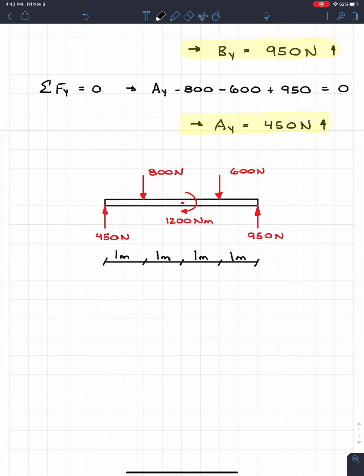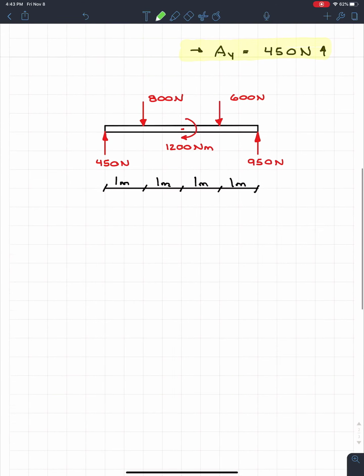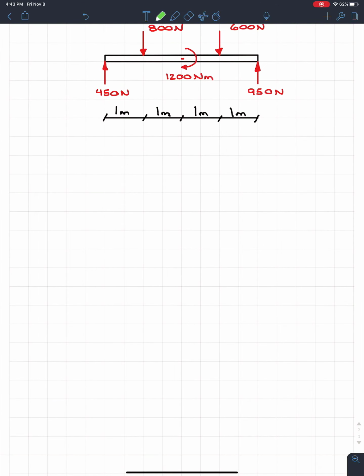So 1 meter, 1 meter, 1 meter. And next, I'm going to draw a big, long line, and this is going to be kind of the y-axis of all of our diagrams. So I'm going to draw a big line all the way down. And what I'm going to do is draw more vertical lines every time there's a load change.